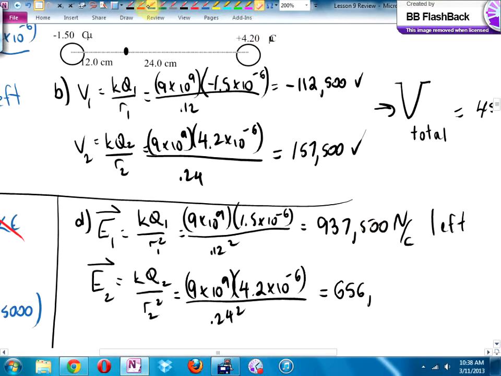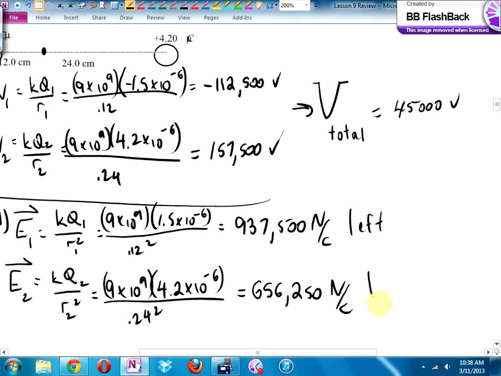Let's try that again, Mr. Dueck. Newtons per Coulomb. Direction. Cover this guy up. Which way would a positive charge want to move if it could? Left. Did you say gauche? These are in the same direction.